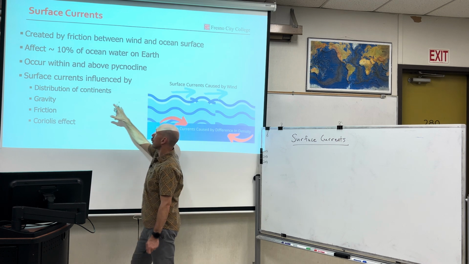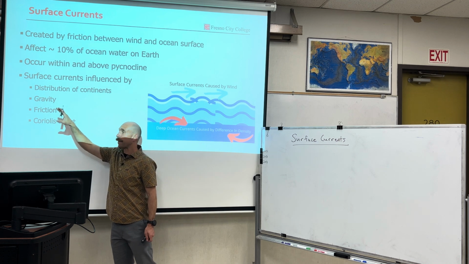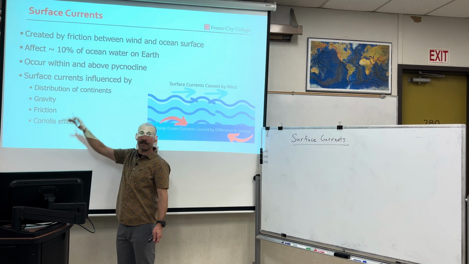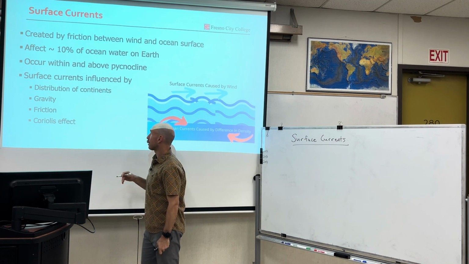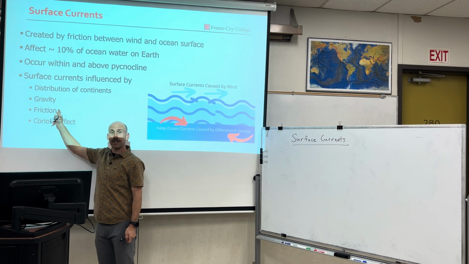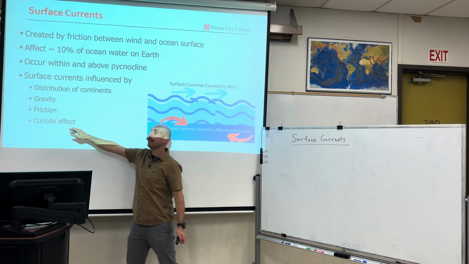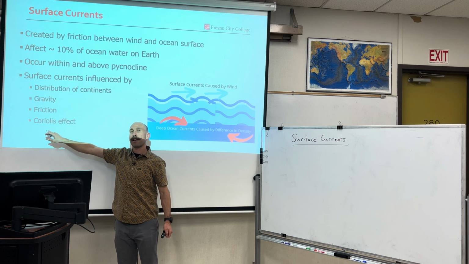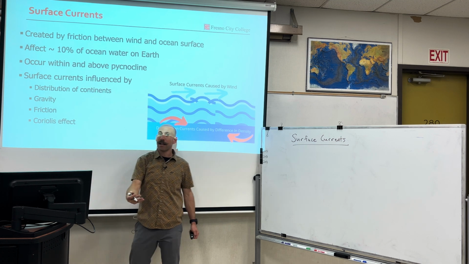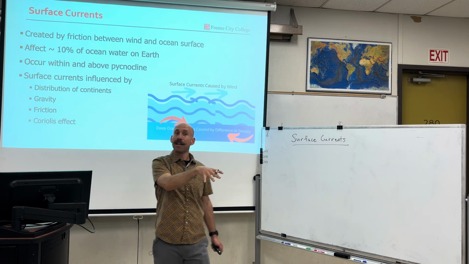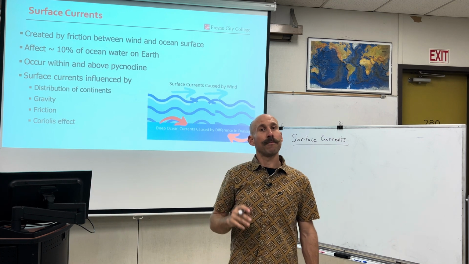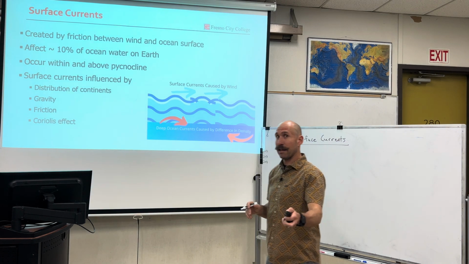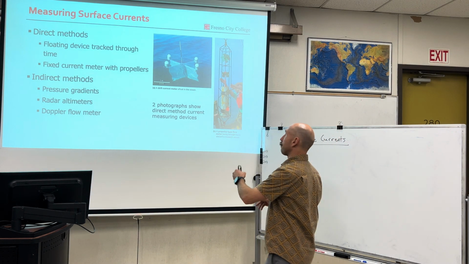Now, these surface currents are going to be affected by the distribution of continents. It would be a very different picture if we didn't have continents, that's for sure. Gravity, friction, and the Coriolis effect, the apparent deflection to the right in the northern hemisphere and to the left in the southern hemisphere for the straight line movement of an object. We'll get into that in detail coming up.